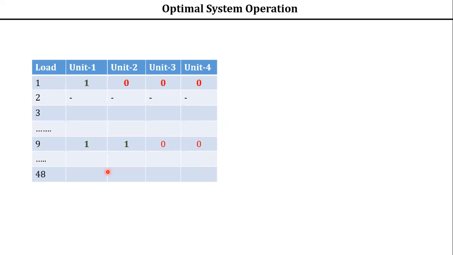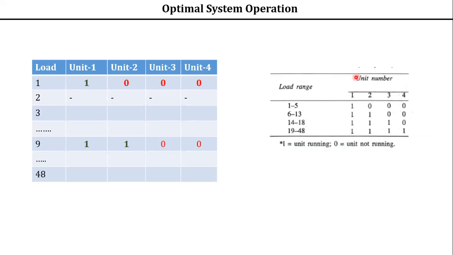Understood? However, you see this table is very big, isn't it? 1, 2, 3, 4, 5, 6, 7, 8, etc., 48 rows you will be getting by 4. 4 units are there, isn't it? Now what we have to do, instead of calculating for each 1 megawatt or 2 megawatts of increment, we will fix some range. For that range of load, what are the units to be operated? So this is how we can prepare the table for unit number 1, 2, 3, 4.